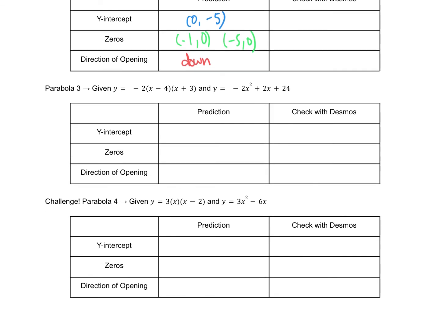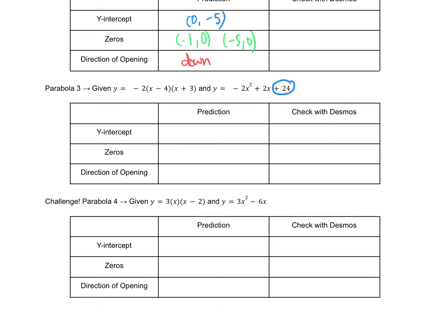Okay, parabola 3. We have y equals negative 2, x minus 4, x plus 3, and y equals negative 2x squared plus 2x plus 24. So they're the same parabola, and in these little scenarios here, I'm giving you both forms. We will move on to when I give you one form and you have to manipulate it to get the other form by doing distribution or factoring. But for now, we're just trying to get those observations intact. Okay, so again, pause the video, identify the properties, then come back to check your work.